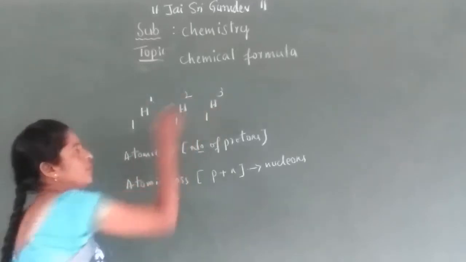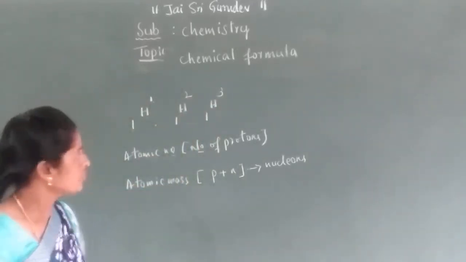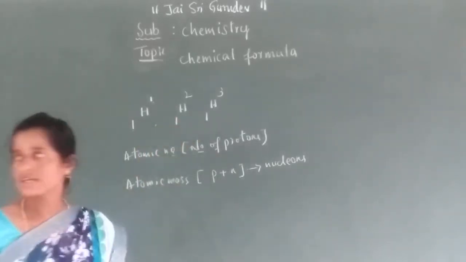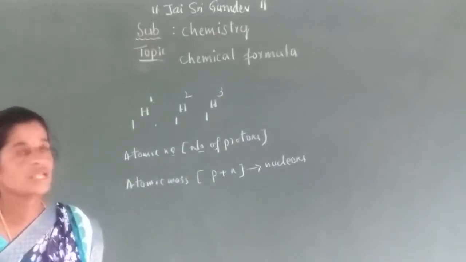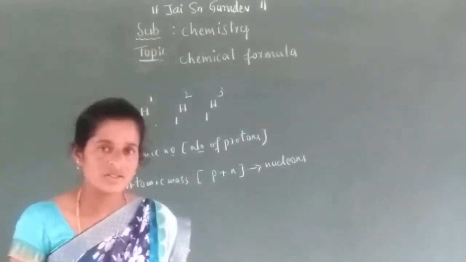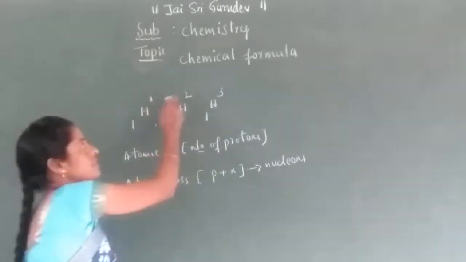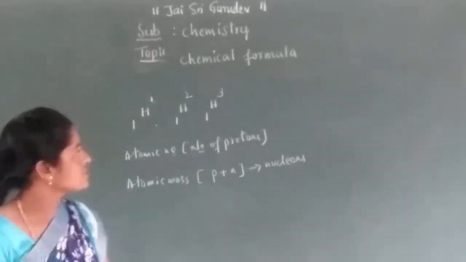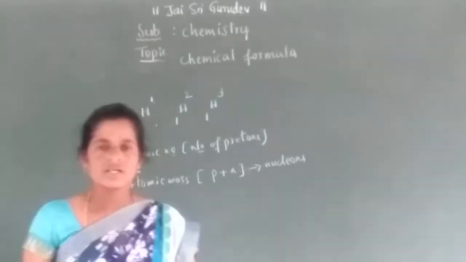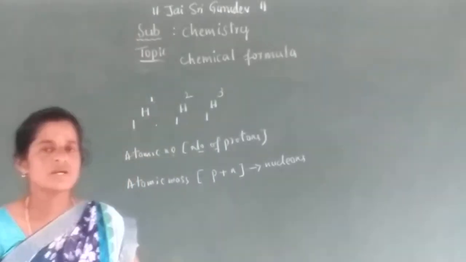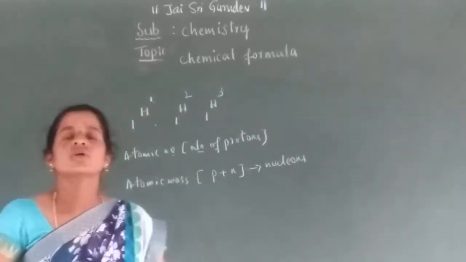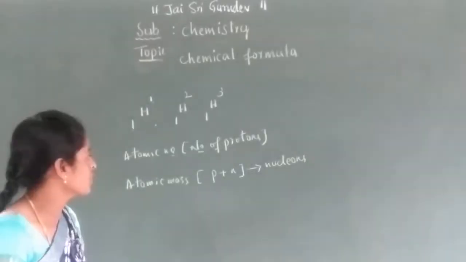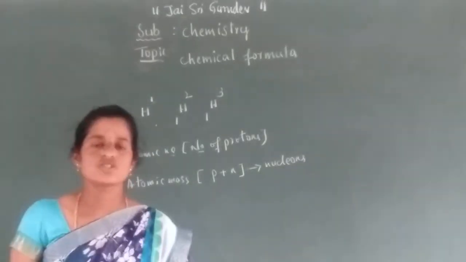By looking at the board, the example I have given contains the same kind of atoms. That means hydrogen is the atom present in all three cases, with the same number of protons. The atomic number of hydrogen is the same, but the difference we observe is only in its atomic mass. In the first one it has atomic mass 1, in the second 2, in the third 3. This variation in atomic mass is just because of the number of neutrons present in that particular atom. So atomic mass is nothing but nucleons, the total sum of protons and neutrons.